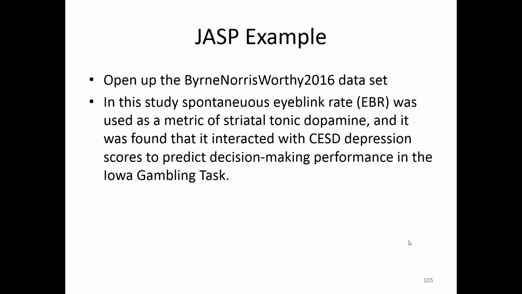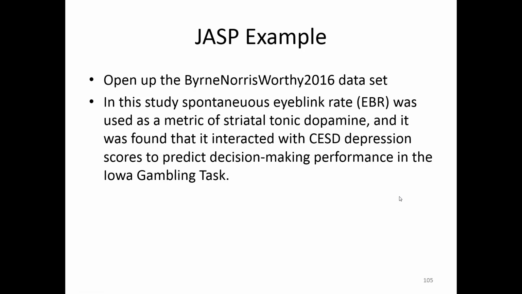This was a study published a few years ago. Spontaneous eye blink rate, which is going to be denoted as EBR, was used as a metric of striatal tonic dopamine. There's been some work recently looking at this. It's a little bit controversial. I think a couple of PET studies failed to find a very clear relationship between dopamine, as measured by their methods using PET, and spontaneous eye blink rate, but a lot of other studies have found correlations between spontaneous eye blink rate and behavior.